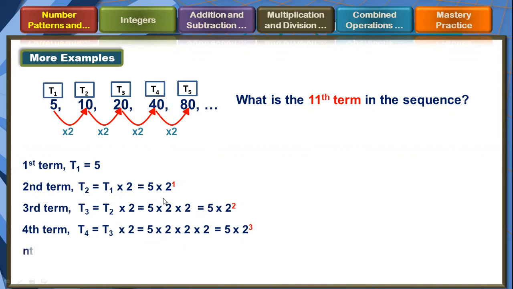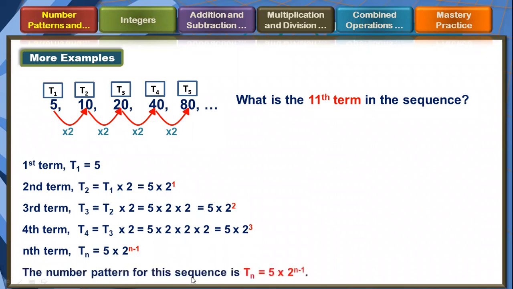So same thing here. For the n term, therefore we can have this. So here, T sub n equals 5 times 2 raised to n minus 1. So we just have to subtract 1 from the term number to get the exponent. So in this case, this is n.